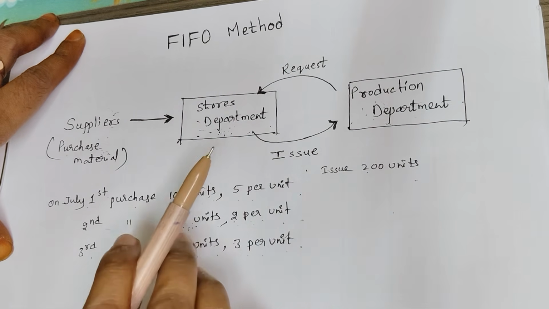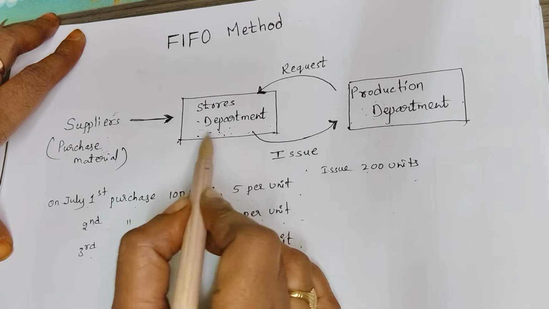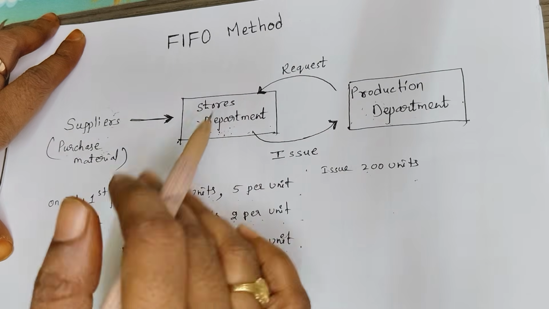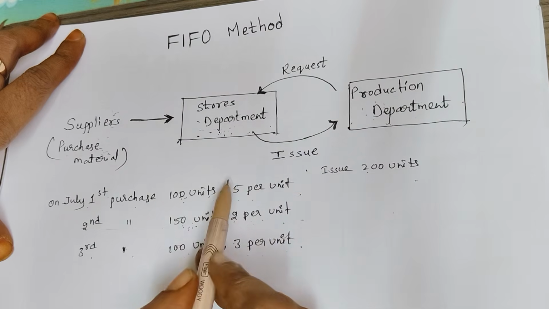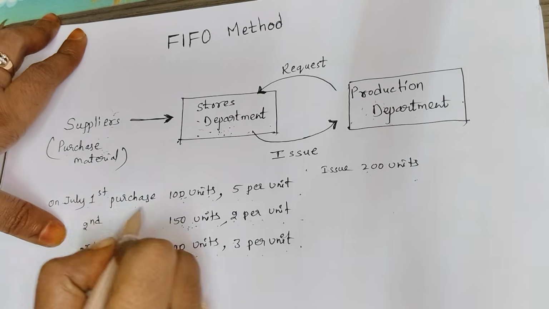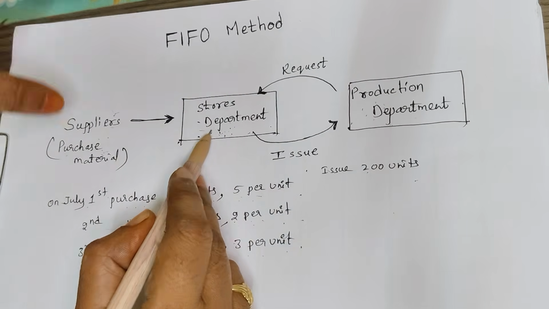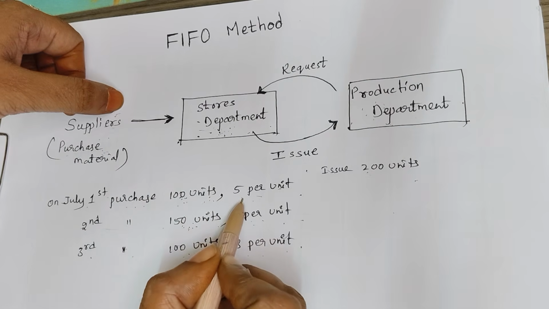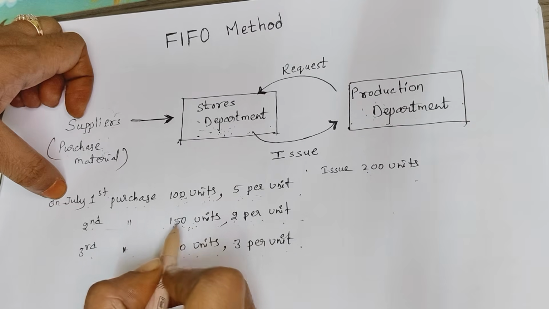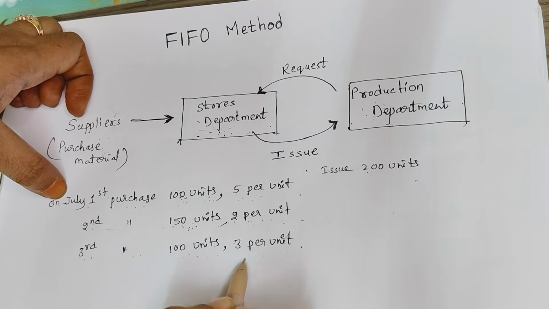So what we do in FIFO method, whatever has come first into the store, in that order only it will go out first. That is first in, first out. Simply, let's take one example. On 1st July, purchase 100 units at the rate of 5 per unit. So the stores department purchased 100 units of raw material on 1st July at the rate of 5 per unit. And on 2nd July also they purchased 150 units at the rate of 2 per unit. On 3rd July we purchased 100 units at the rate of 3 per unit.